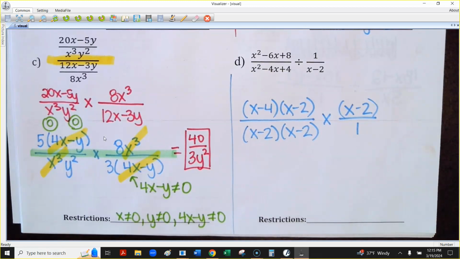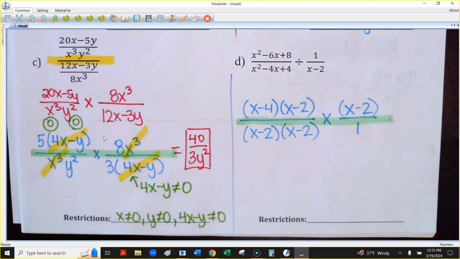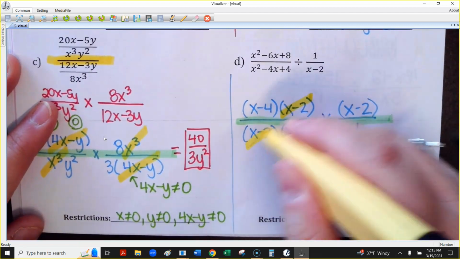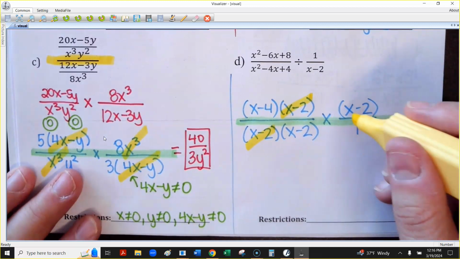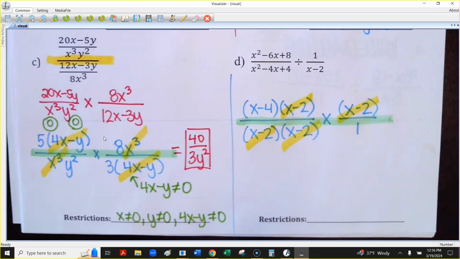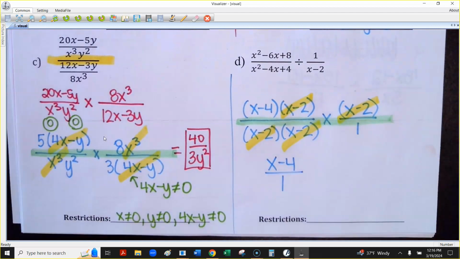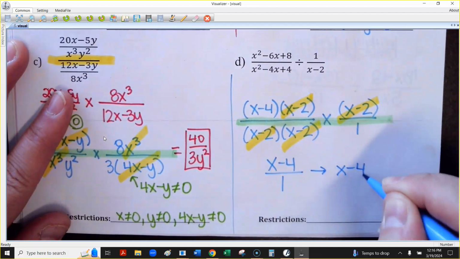Now, this is one big fraction, so anybody on the top and bottom can cancel each other out. I have an x minus 2 and x minus 2. They just cancel one for one. Over here, I also have another x minus 2 and an x minus 2 on the bottom. Those are both one for one. They cancel out. What you would have left is the x minus 4 on the top, and you just have a 1 on the bottom. You don't have to write the 1 if you want to just write x minus 4 as your answer.